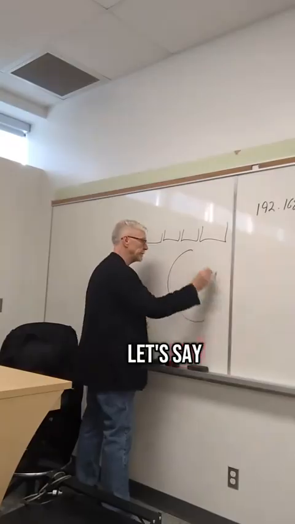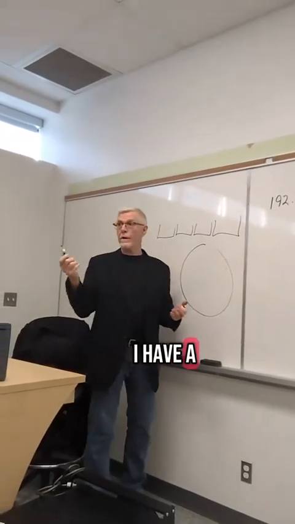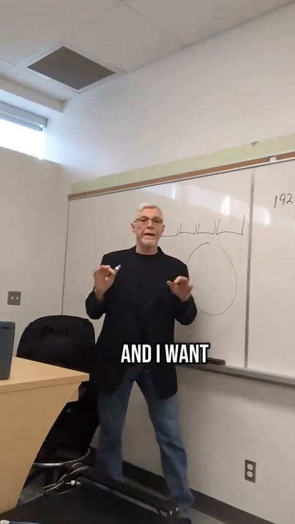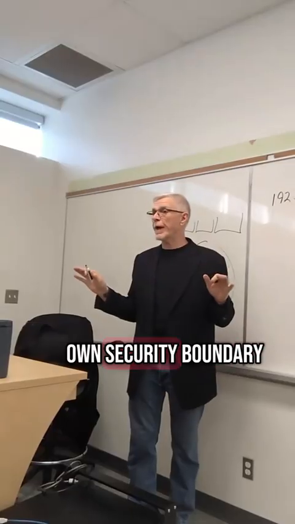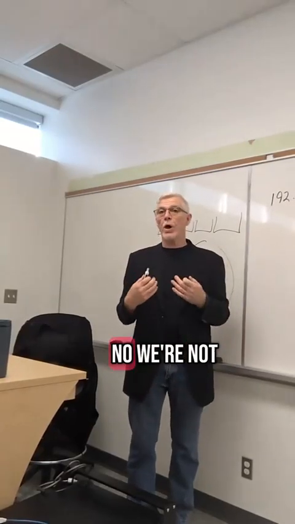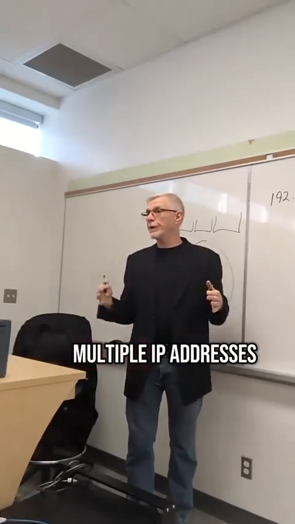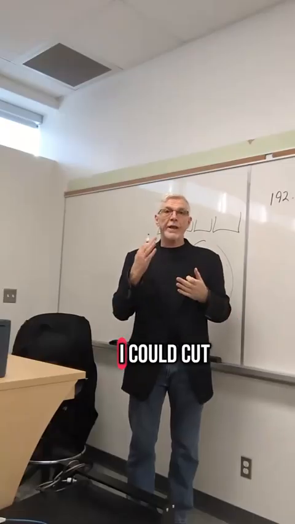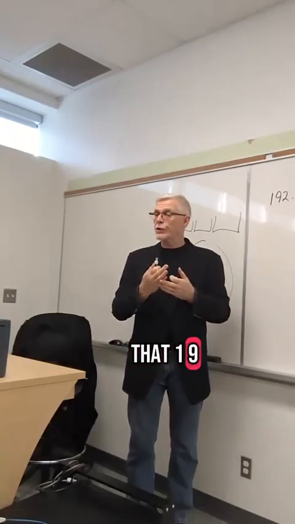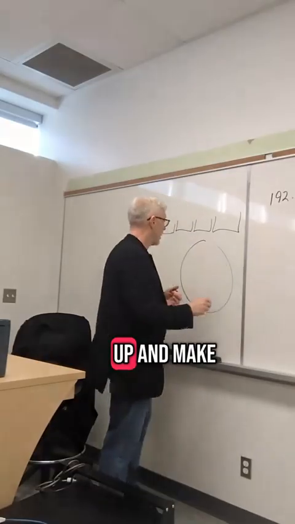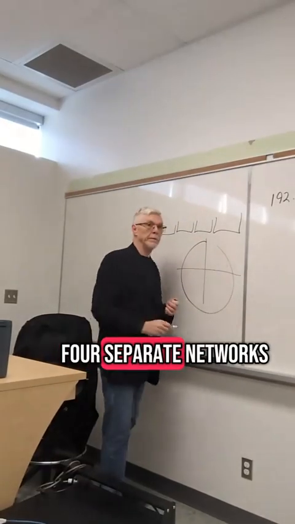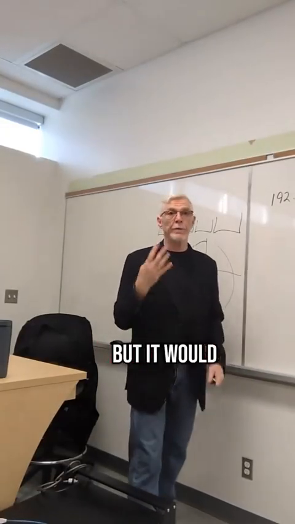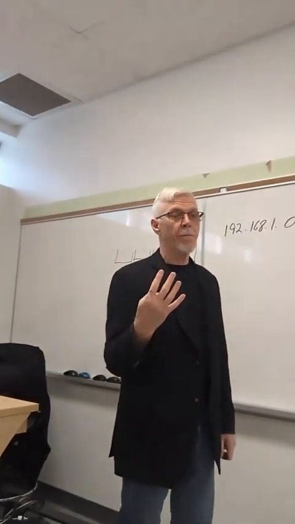let's say I have a 172, or we're going to say 192.168.1.0 network, and I want each of these classes on their own security boundary, but the school has said to me, no, we're not going to give you multiple IP addresses. This is a big hassle and stuff. Here's one. Do what you can with it. I could cut that 192.168.1.0 up and make 4 separate networks. They would all be related, but it would be 4 separate networks.